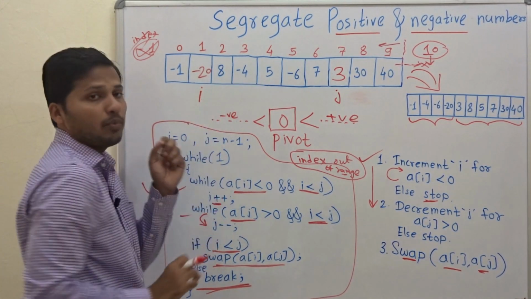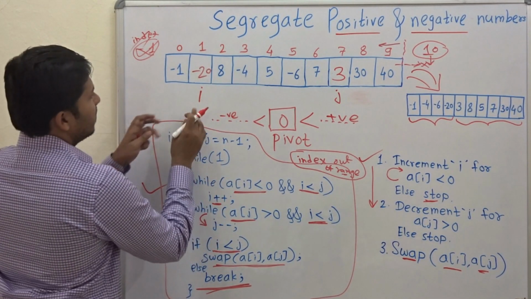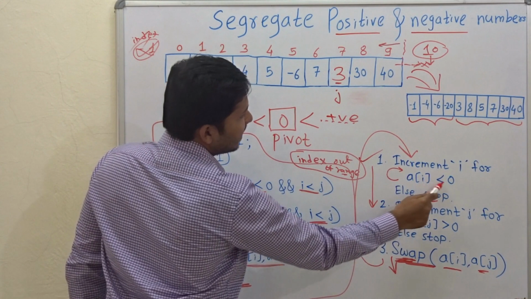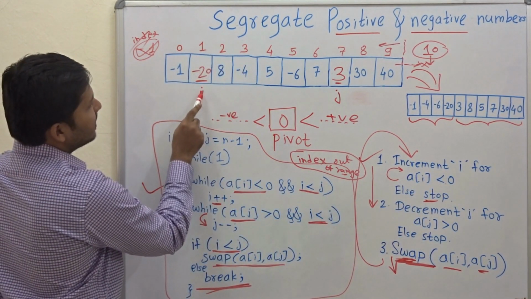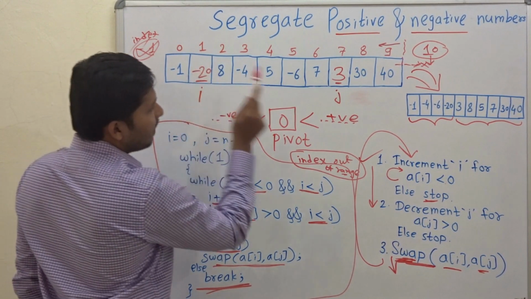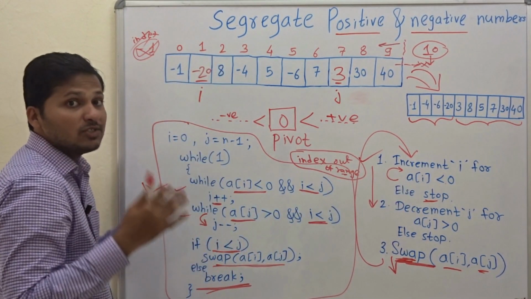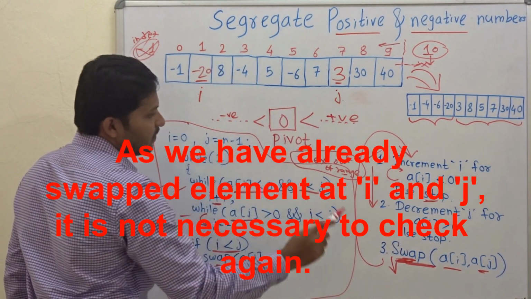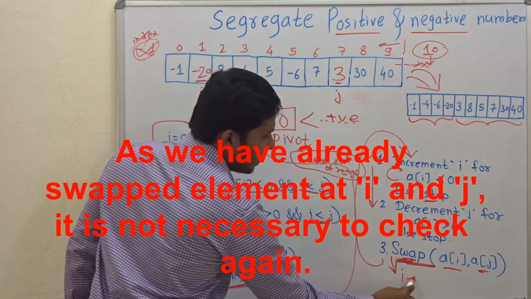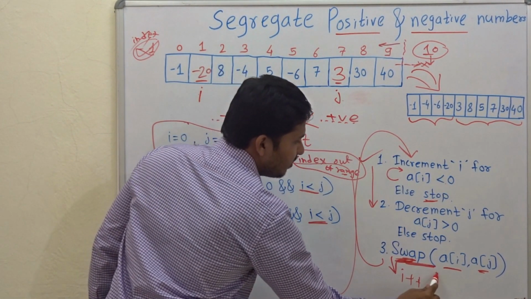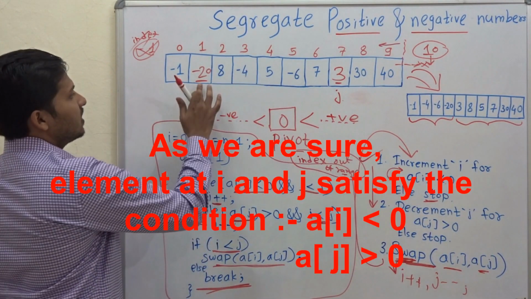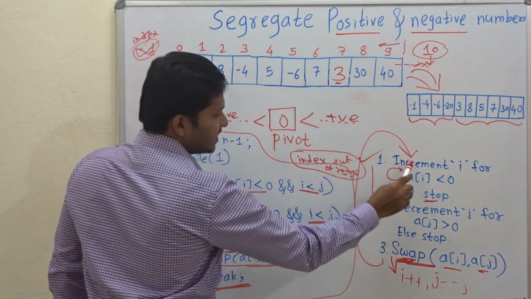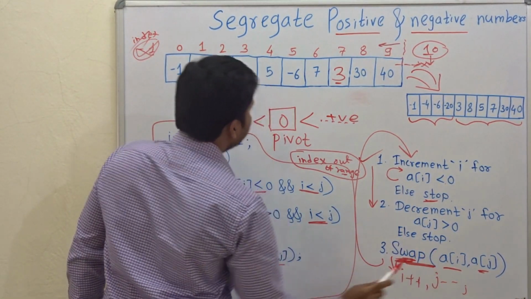Okay, now here is an important step. See here, if you go in the next iteration, again you will compare a of i less than 0. So a of i is -20, so you will compare -20 is less than 0 or not, but it is not necessary, because as we have swapped this i and j, now you can increment i and decrement j. As you are sure that the ith and jth elements satisfy the condition, before going to the next iteration you have to increment i and decrement j.